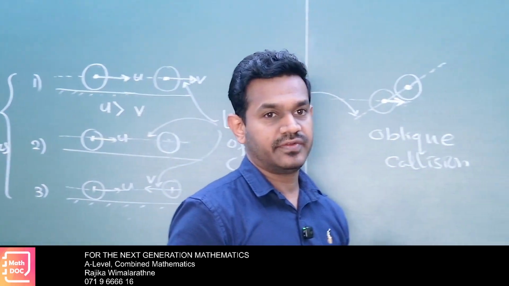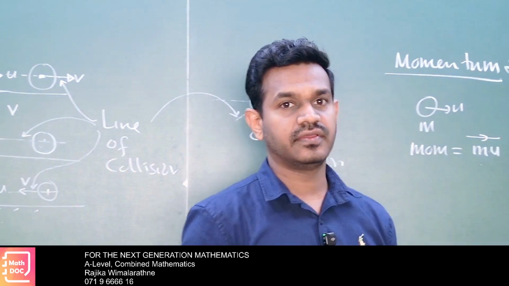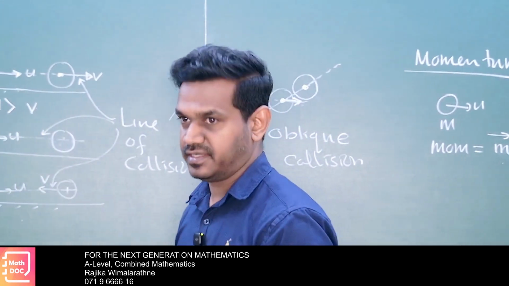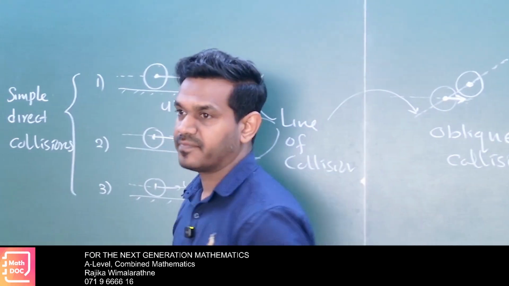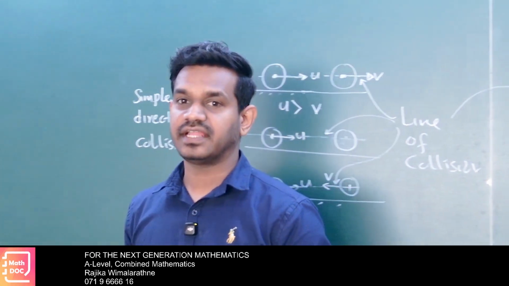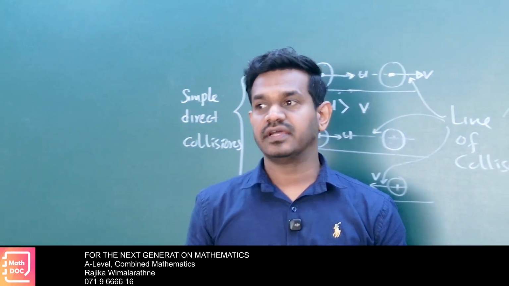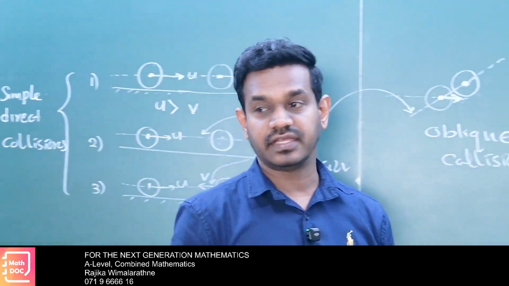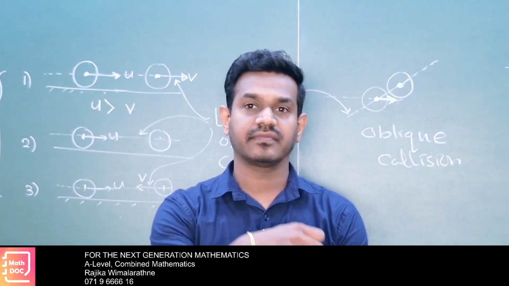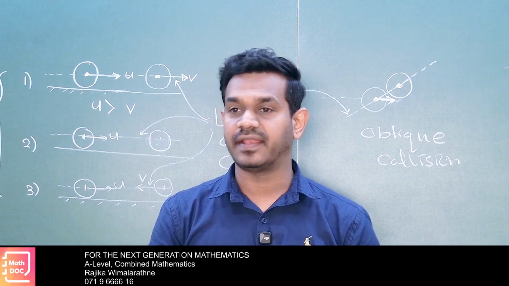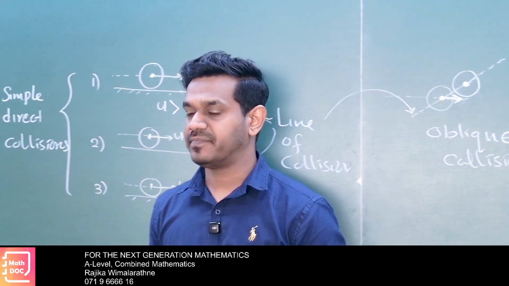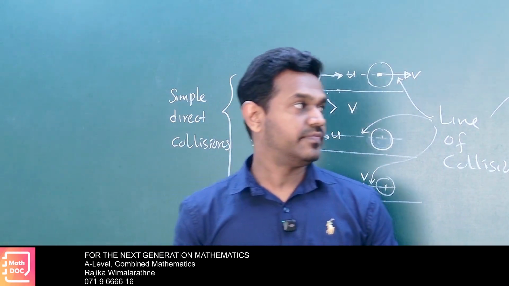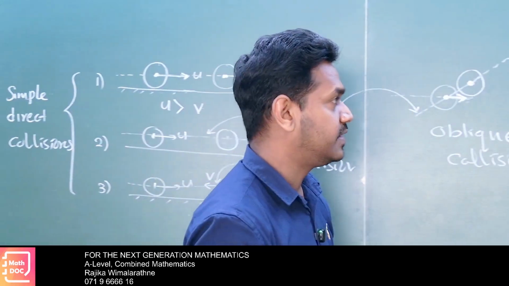Put a star mark and write down. Always collision happens along the center joining line. Okay.